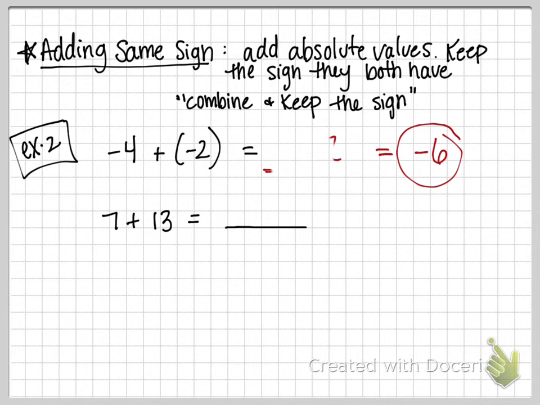What about this one? 7 plus 13. These are both positive numbers. We add their absolute values. This is easy because their absolute values are also positive numbers. And the answer will be 20.